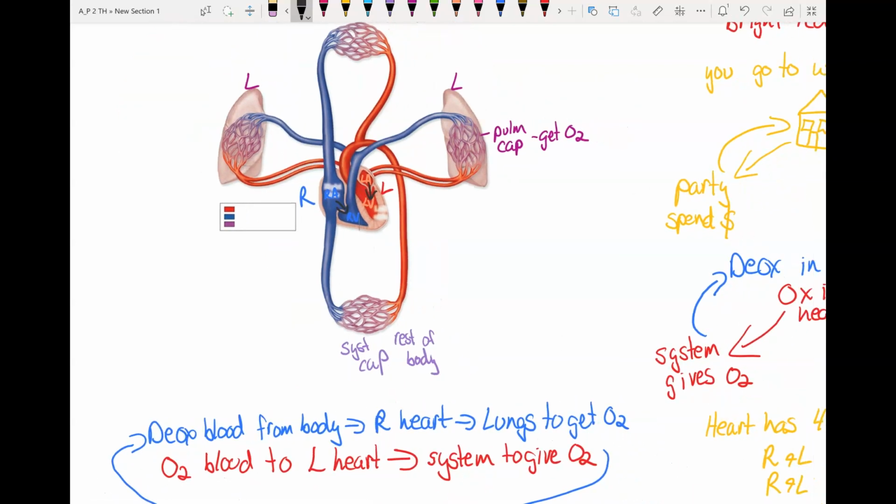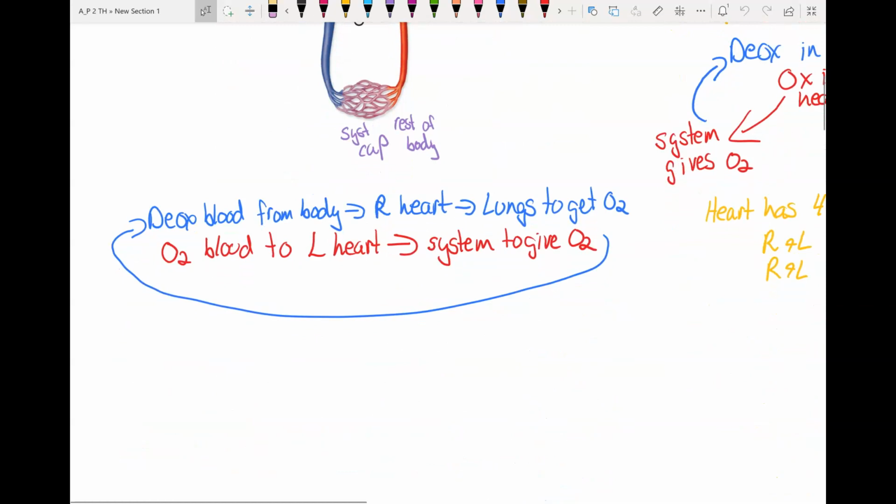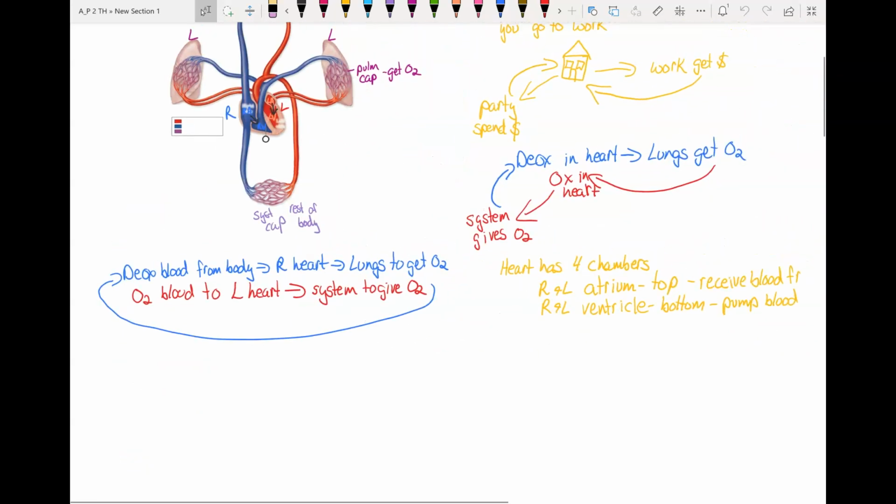Okay, then let's look at the vessels. You have all these vessels carrying the blood back and forth to the heart. Whenever we're talking about the path of blood through the heart, we're always going to start with the right atrium. That's always our starting point. So we're going to go ahead and get used to that. And we're going to start with the right atrium.